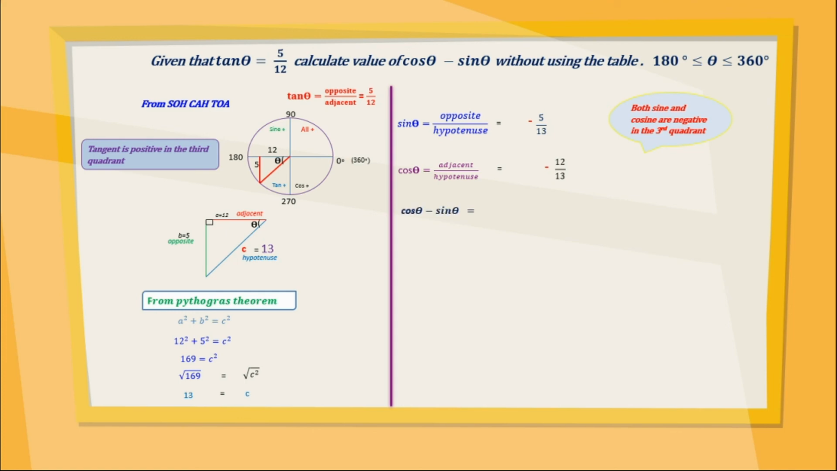So now let's see, cos of theta minus sine of theta will give us negative 12 out of 13 minus negative 5 out of 13, resulting in negative 7 out of 13.